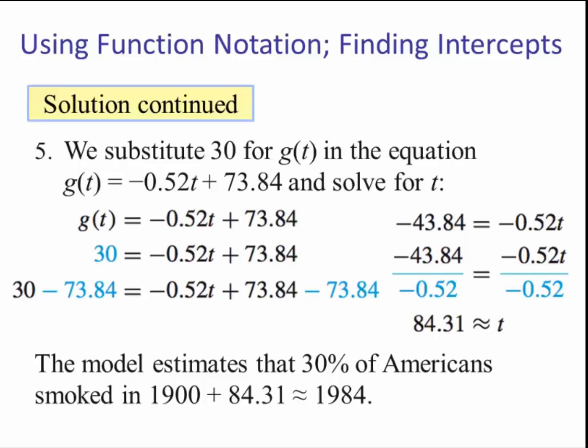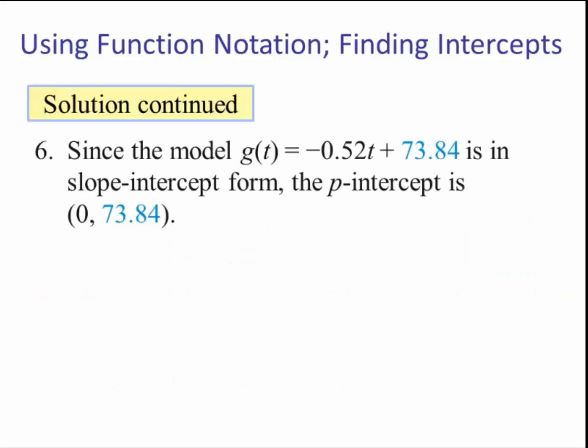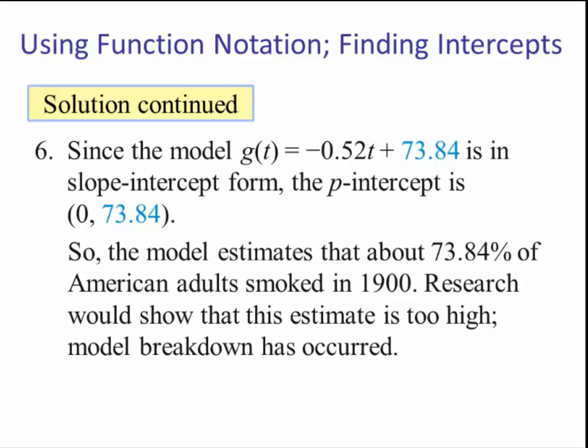Number 6, g of t is in the form y equals mx plus b, so 73.84 is the p-intercept. So the model estimates that about 73.84% of American adults smoked in 1900. Research would show that this estimate is too high. Model breakdown has occurred.